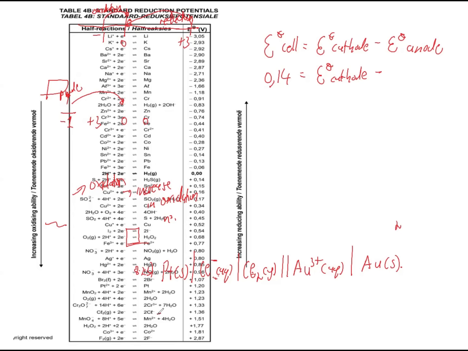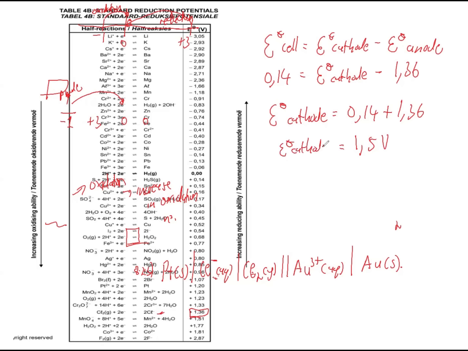Where is it? Okay, there it is. 1.36. 1.36, and then we're going to take it over to the side. So that will become E cathode equals 0.14 plus 1.36. And then when we do our calculation there, it's going to be 1.5. So that's your E cathode.